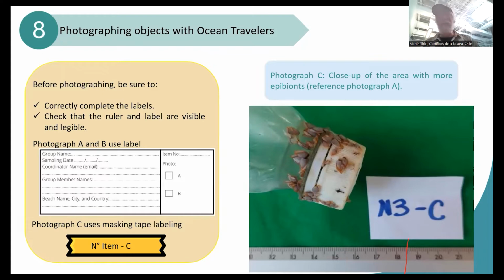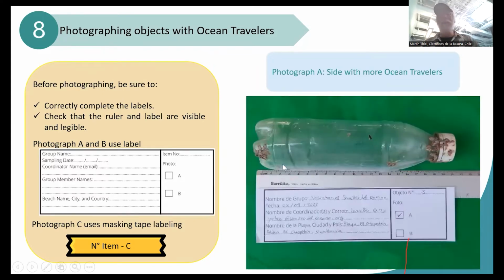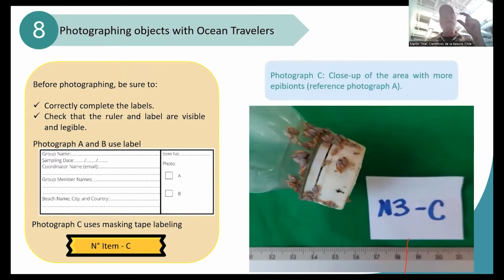And you can see on this picture the ruler is very important. On all pictures here we need to have the ruler, because the ruler will help us to measure the litter object and also to measure the size of these organisms, because the larger they are, the more time this litter item has spent at sea, and so from farther away it could have come. So it's very important to have the ruler in each picture and of course the label.